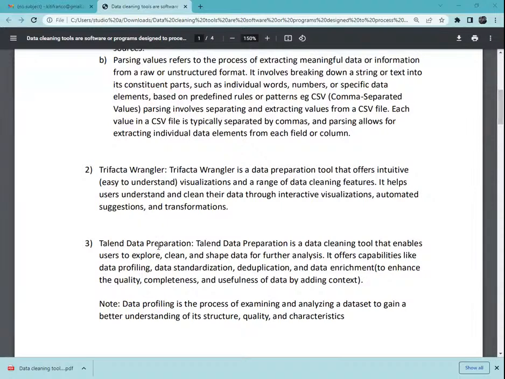Talend Data Preparation. Quite a serious system. Talend Data Preparation is a data cleaning tool that enables users to explore, clean, and shape data for further analysis. It offers capabilities like data profiling. You can come up with a profile of your data. Data profiling, data standardization, deduplication, and data enrichment, which basically is to enhance the quality, completeness, and usefulness of data by adding even more context.